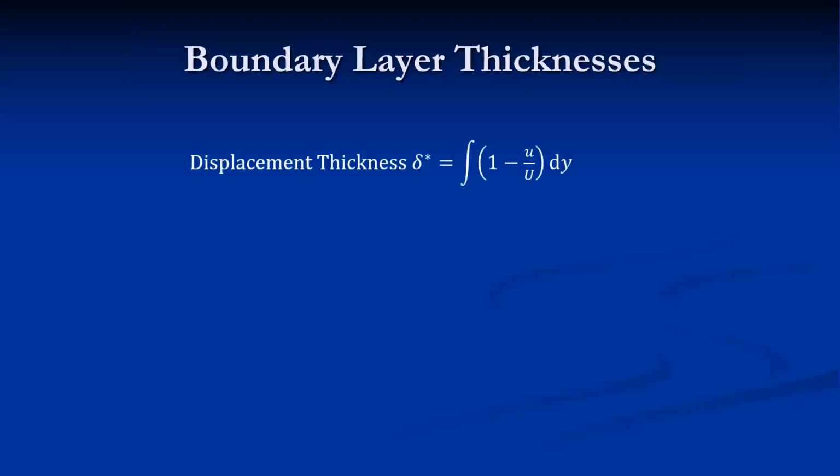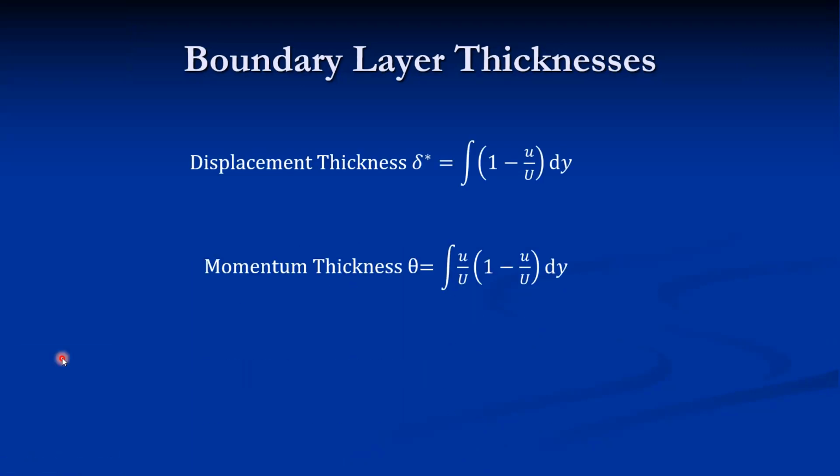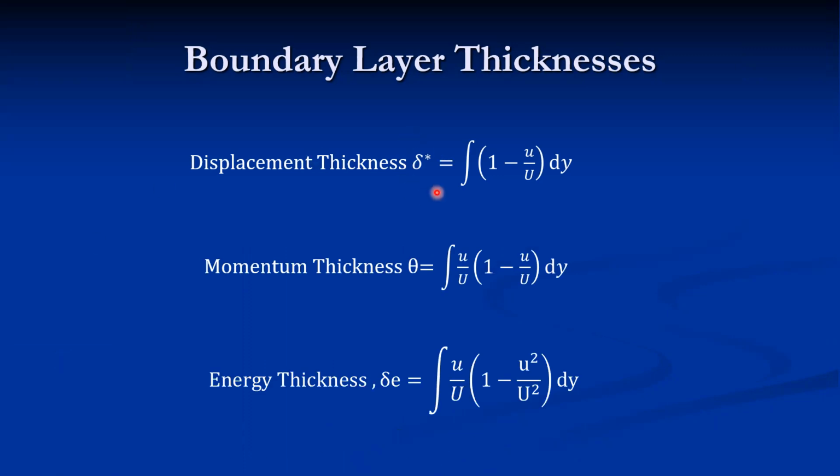Boundary layer thicknesses are mainly classified into three: displacement thickness, momentum thickness, and energy thickness, which are denoted by delta star for displacement thickness, theta for momentum thickness, and delta E for energy thickness. These are the expressions that we already derived in earlier lectures using the principles. Displacement thickness is given by an integral with limits of integration from 0 to delta, and all the expressions are in terms of the non-dimensional velocity profile.